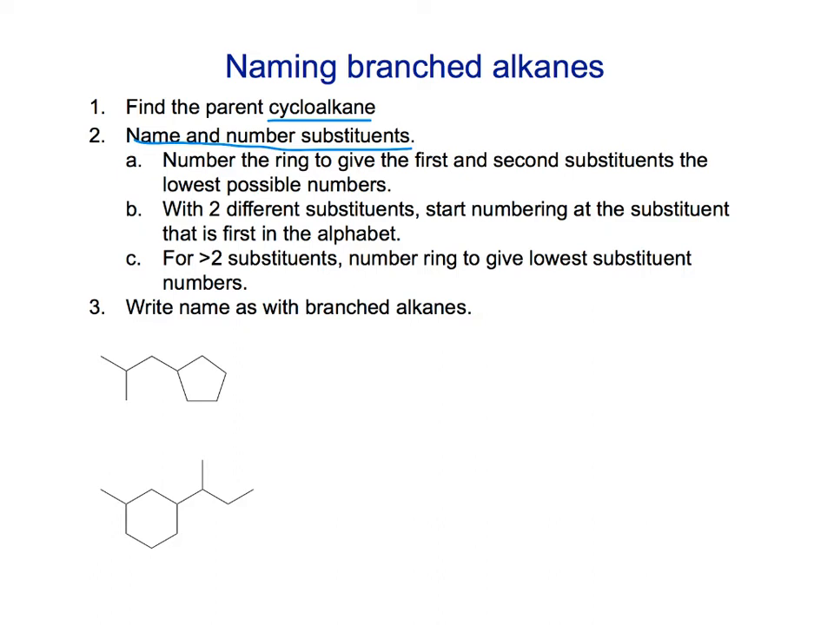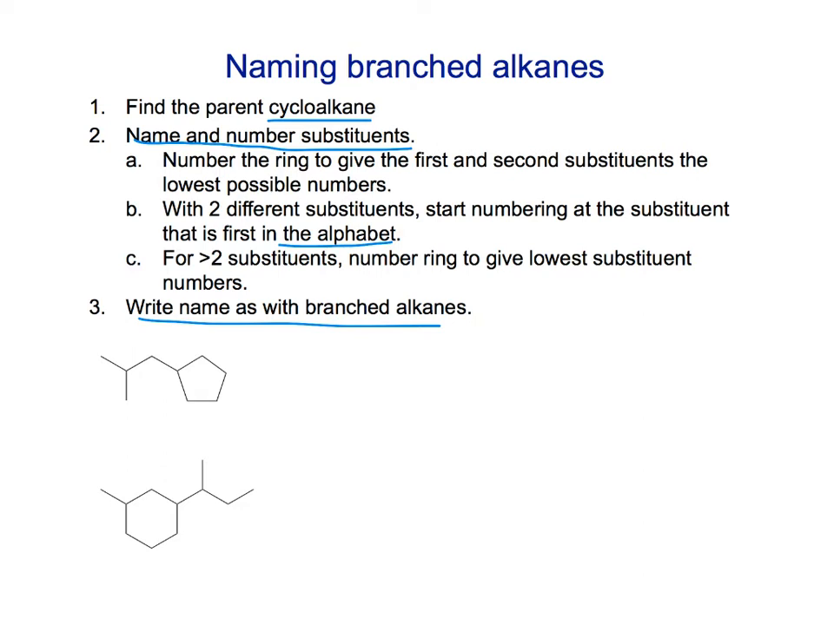If we have more than one, we number the ring to give the first and second substituents the lowest possible numbers. If there are 2 different substituents, we start the numbering at the substituent that comes first in the alphabet. If we have greater than 2 substituents, we're going to number the ring to give the lowest substituent numbers all the way around. We write the name just as we did for the branched alkanes.